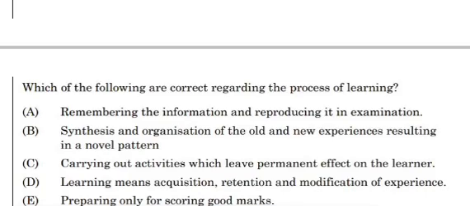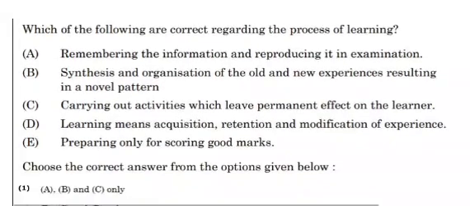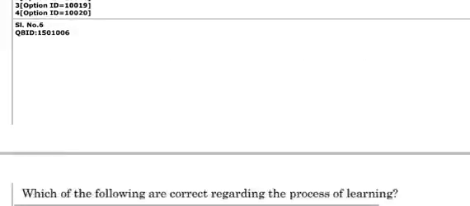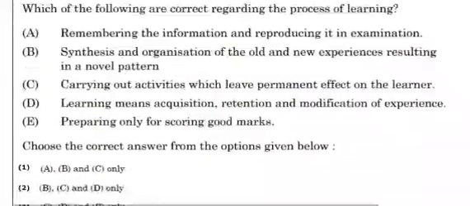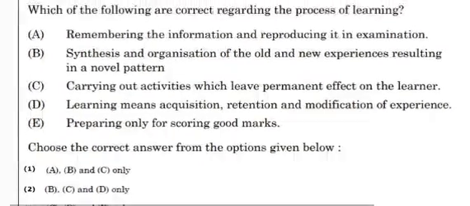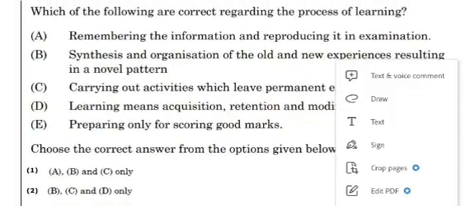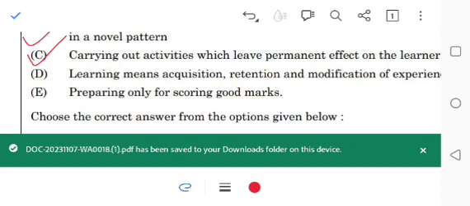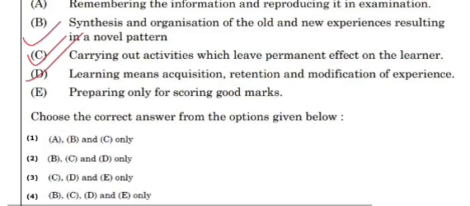The first question that we have got is, which of the following are correct regarding the process of learning? Number 6. It will be number B. That means B, C and D. After marking, then only I will try to explain. Read it, okay? B, C and D.